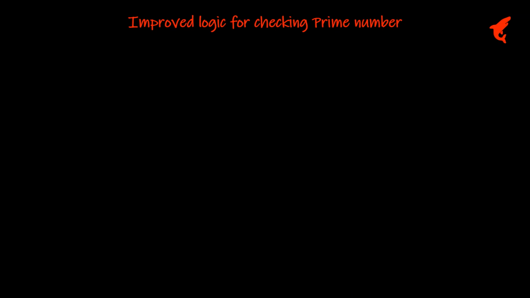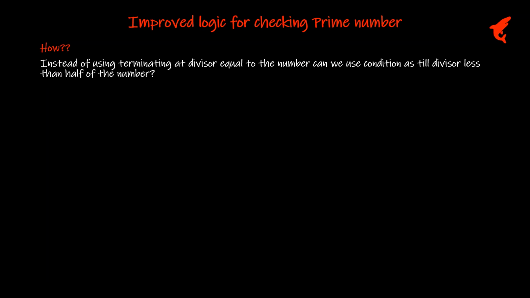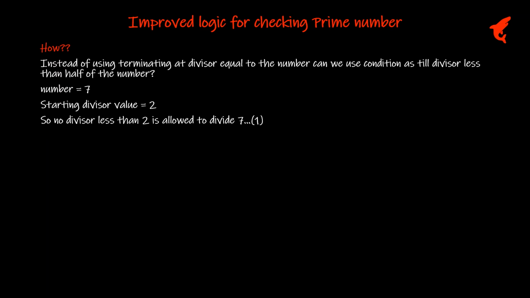So let us now think how we can improve the logic. Instead of terminating at divisor equal to the number, can we use the condition as till divisor less than half of the number? Is it correct? Let us take the number as 7, and initial divisor value as 2. So no divisor less than 2 is allowed to divide 7. We will identify this as statement 1.